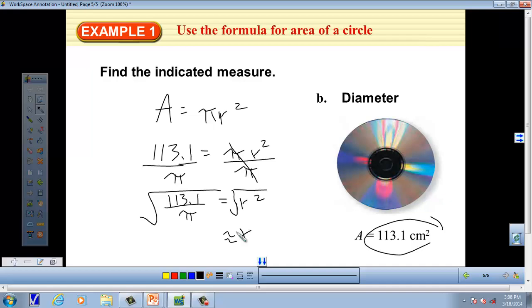So 113.1 divided by pi gives us about 36. It's really like 36.00. So if we take the square root of that, we should get about 6.00, or approximately 6. So the radius is 6. To find the diameter, we do 2 times that 6, because that's more or less what it is, and we get 12. So our diameter is 12 centimeters in this case.